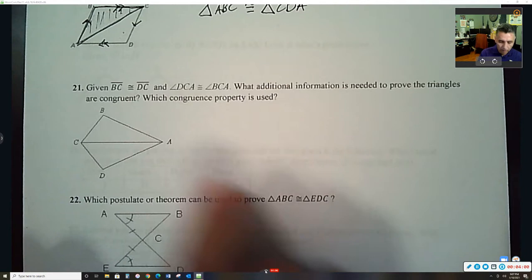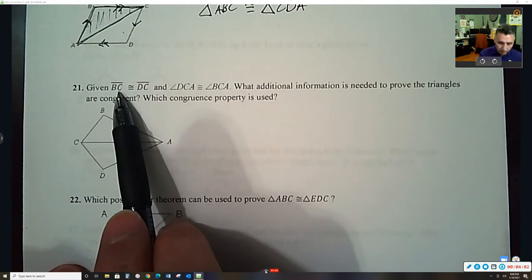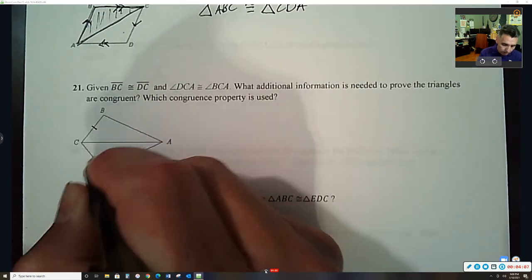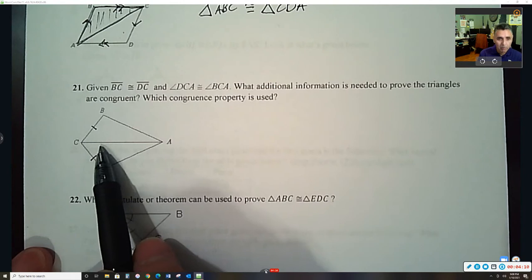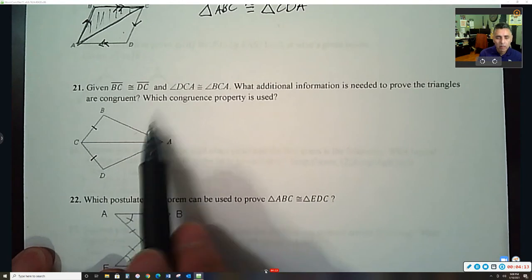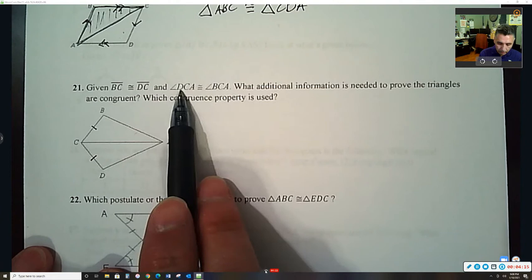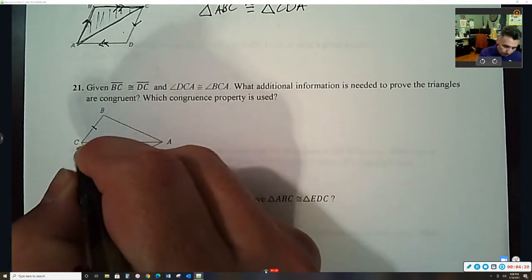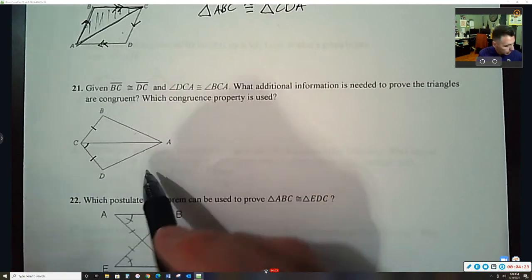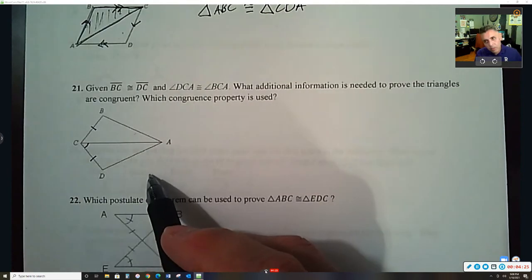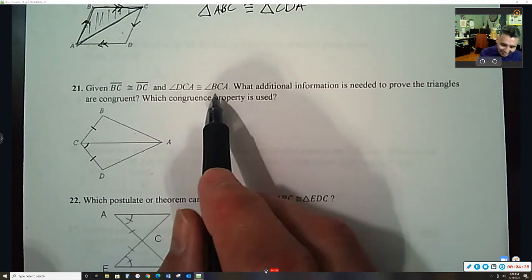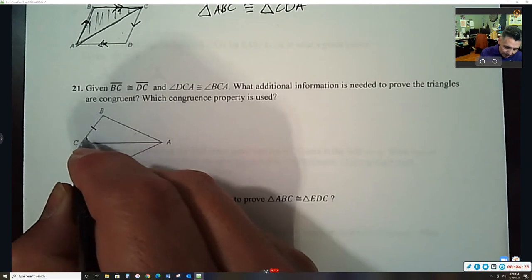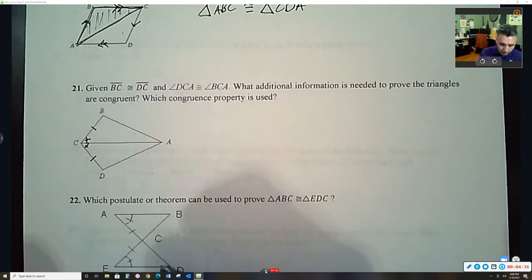And then if you look at 21, it says given side BC is congruent to side DC. So I always like to mark up the information that's given. And then it says angle DCA. DCA is this angle, and then BCA, if you follow the letters, is this angle. So I know those two angles are congruent.